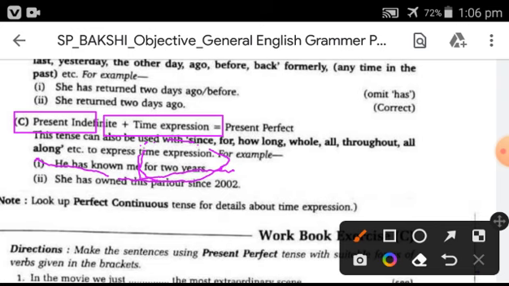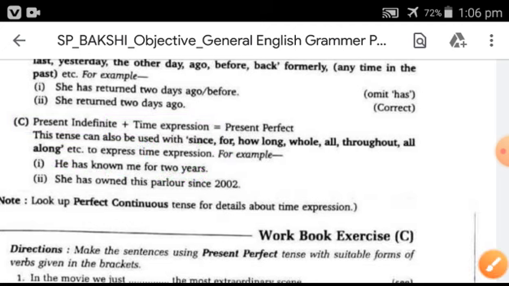But this time expression word does not refer to past time, or you can say it does not have a relation with the past. For 2 years, when, is not mentioned here. So, present indefinite plus time expression, not past time expression.